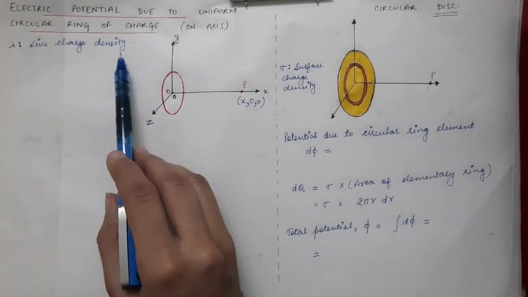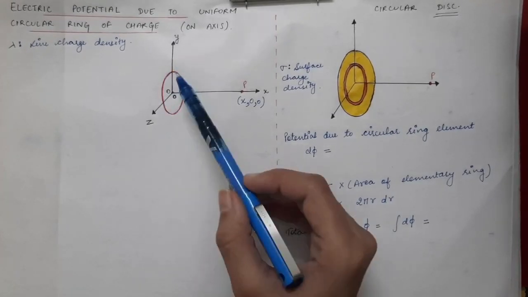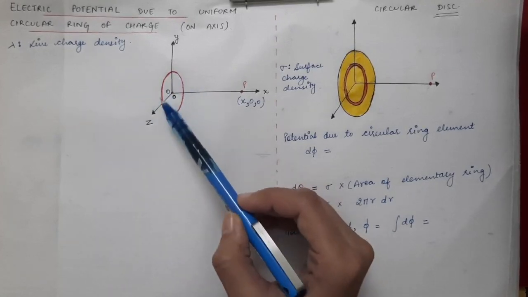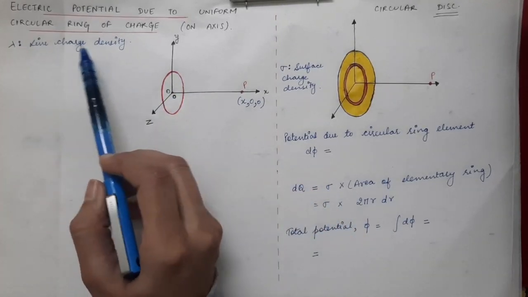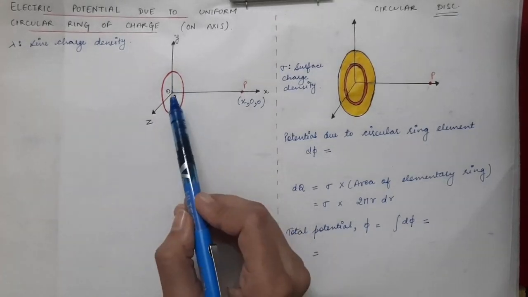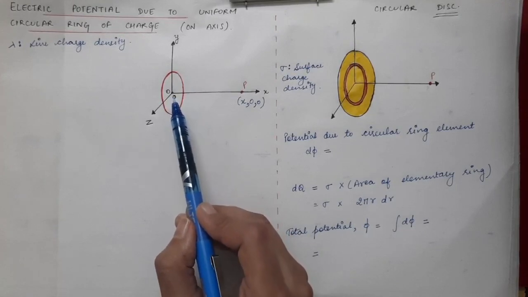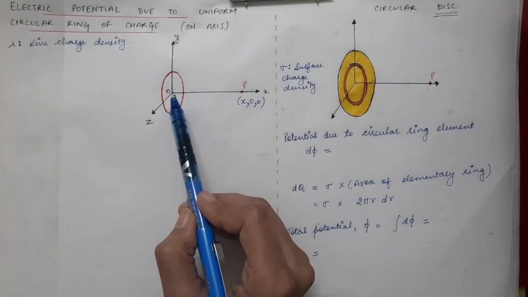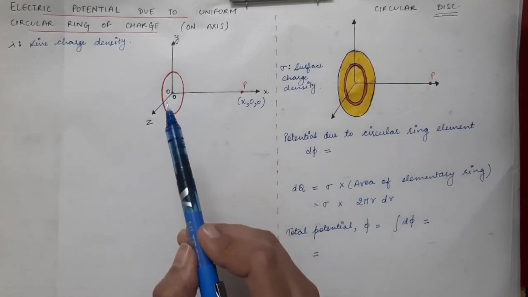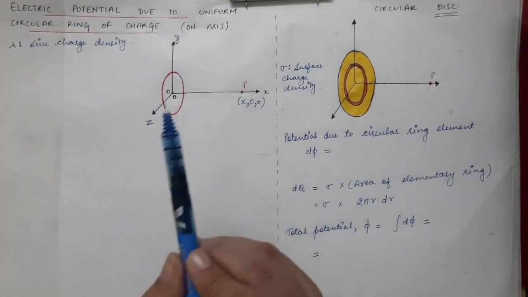Now lambda is the line charge density because the charge is present in the form of a circular ring. So this whole circular ring will be uniformly charged. So this will make up a line charge. So we are assuming the line charge density for this system is equal to lambda. And the center of the ring will be the origin of the coordinate system. So the center of this ring will coincide with the origin of the coordinate system. So now we are going to find out the electric potential at P due to this whole circular ring.